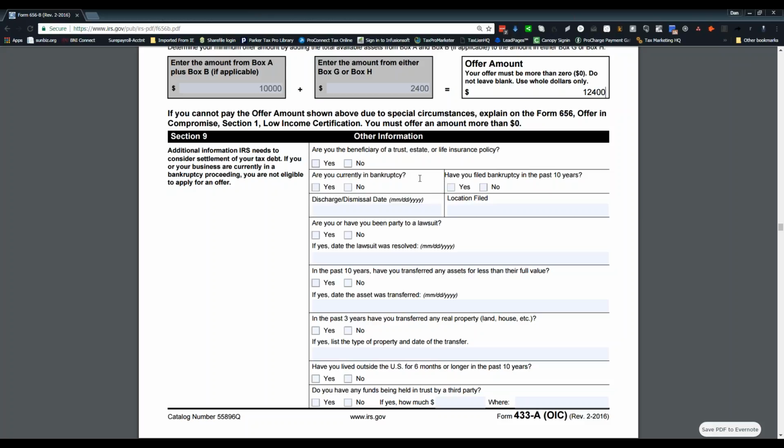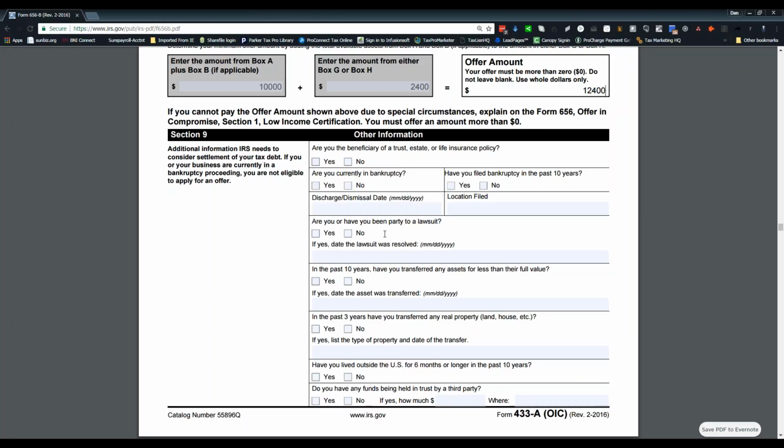Well, are you in bankruptcy? If you're in bankruptcy, remember how we said that they can't do anything. So if you answer yes, that's the end of the story right there until your bankruptcy is discharged. Have you filed bankruptcy in the last 10 years? Well, they want to know that because do you have the ability to file bankruptcy again?